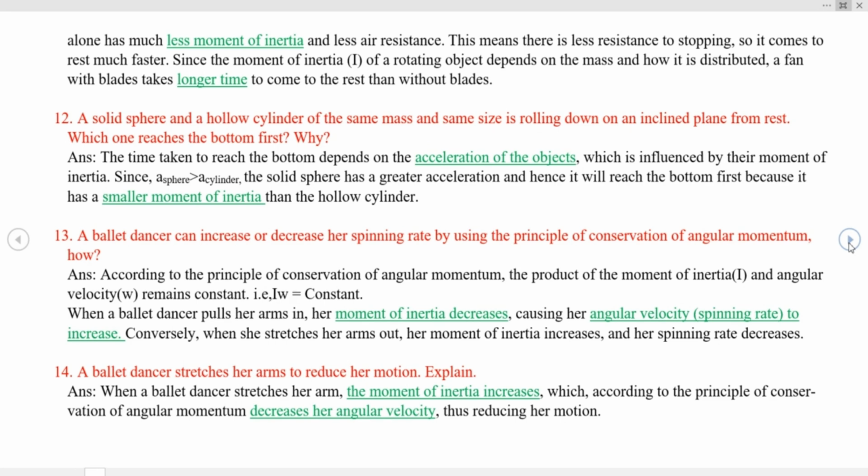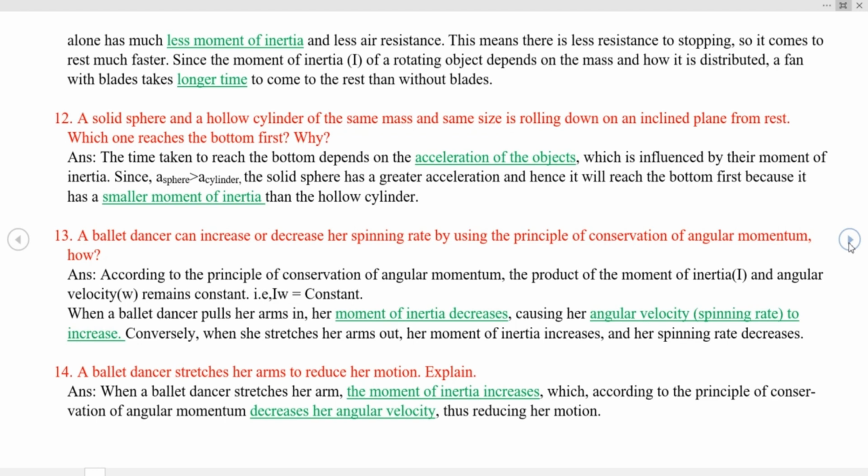Next question we have is, a ballet dancer can increase or decrease her spinning rate by using the principle of conservation of angular momentum, and how? So the answer for this question should be like, according to the principle of conservation of angular momentum, the product of the moment of inertia and angular velocity remains constant. That is I omega equals constant. And when a ballet dancer pulls her arms in, her moment of inertia decreases, causing her angular velocity to increase. And conversely, when she stretches her arms out, her moment of inertia increases and her spinning rate decreases.